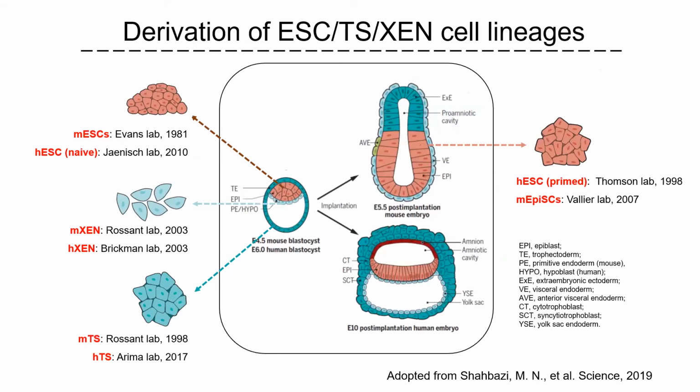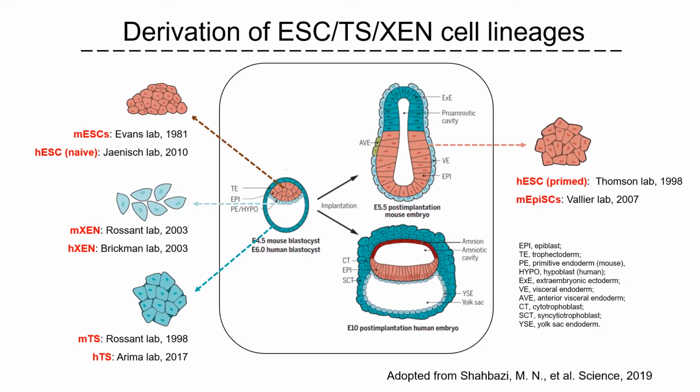Fortunately, stem cell lines from three different lineages, the TE, the PE, and also the pluripotent epiblast, EPI, within the blastocyst have been derived and stably maintained in vitro. TS cells are derived from the TE, XEN cells from the PE, and ES cells from the EPI. Mouse embryonic stem cells were first derived by Martin Evans' lab in 1981. Then the different states, primed and naive, of human embryonic stem cell lines were established in 1998 and 2010 respectively.